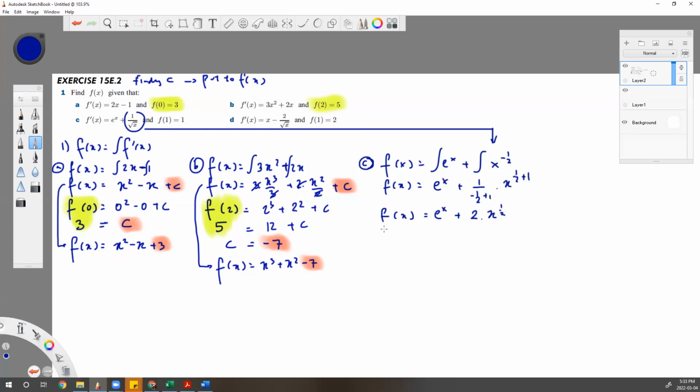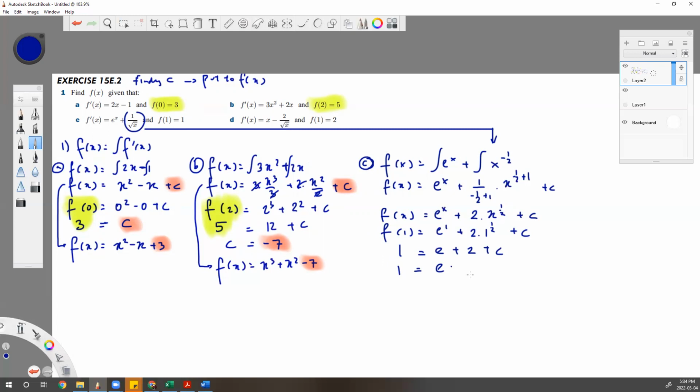f(1) equals 1. Okay, f(1), so e to the power 1 plus 2 times 1 to the power half. 1 to the power of anything is 1. Okay, sorry, plus c. See, almost there. That's my mistake. I usually miss the c, and it is the most important feature in this question 15e part 2, in this exercise. f(1) equals 1. 1 equals e plus 2 plus c.